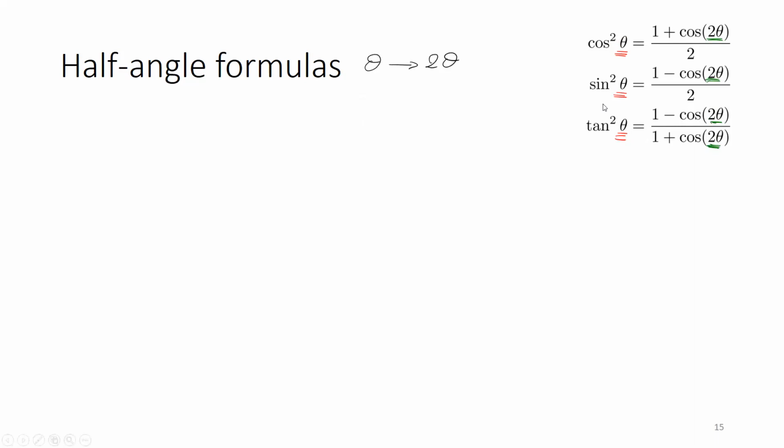And why are these useful? Well, for instance, when we do integration of trigonometric functions, it's going to be much easier to integrate a cosine, even if it's cosine 2 theta, than it is to integrate cosine squared. So in some cases, rewriting cosine squared as (1 plus cosine 2 theta) over 2, or sine squared as (1 minus cosine 2 theta) over 2, is the right thing to do.